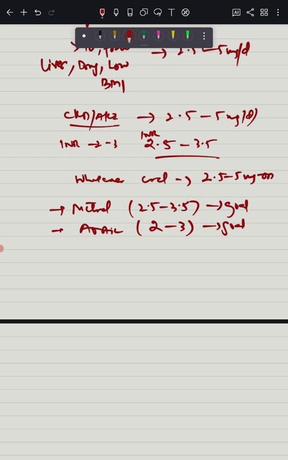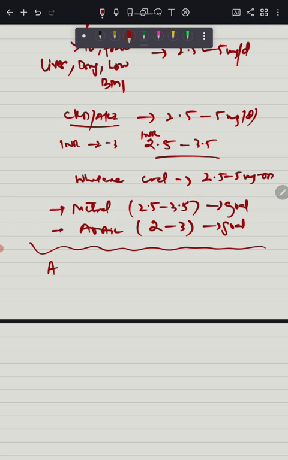In CKD, ESRD, dialysis patients, safe to use, no renal clearance. Also in AKI. So bridging, do you need bridging? So bridging is use of heparin, be it unfractionated heparin or low molecular weight heparin, until INR becomes therapeutic. So bridging is required, yes. In acute, where is bridging required?